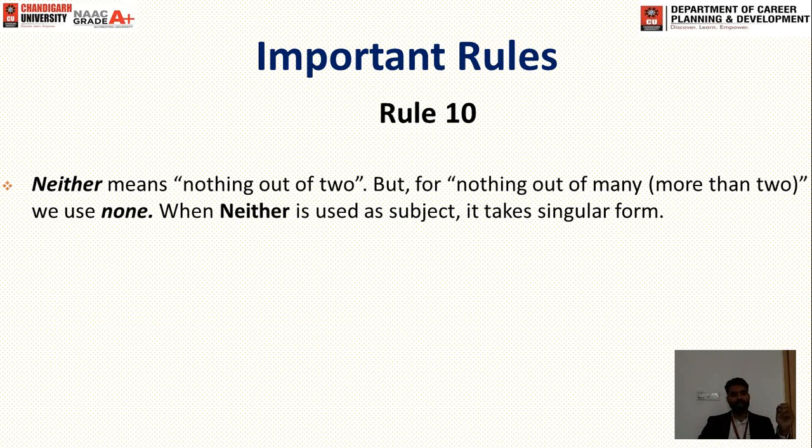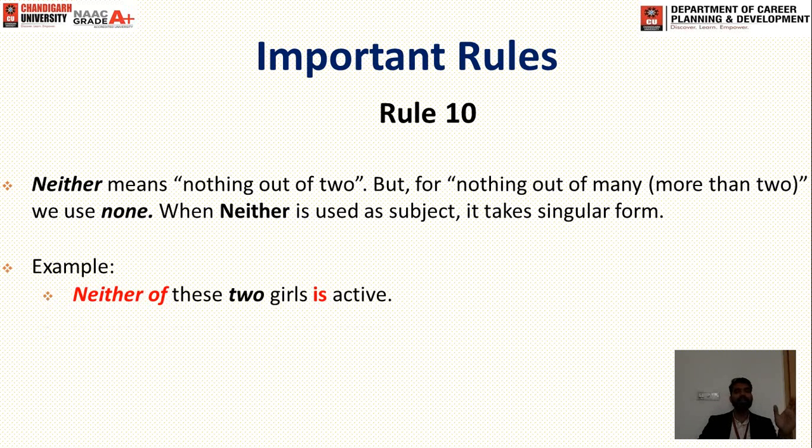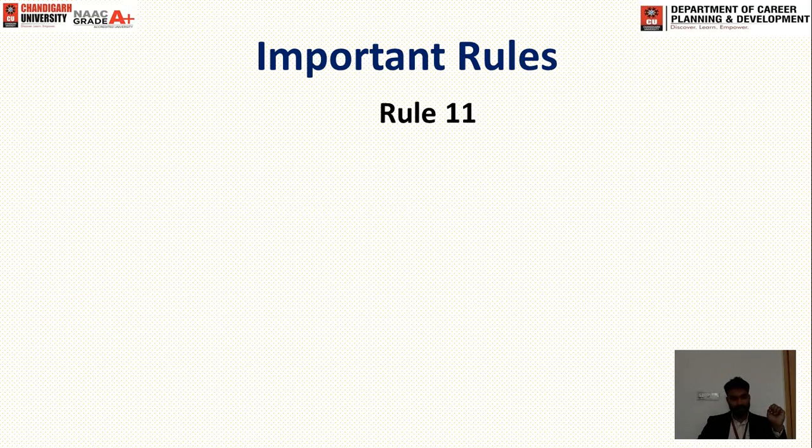Okay, again, rule number 10 is actually similar to the previous. Neither means nothing out of two, but for nothing out of many, that means more than two, we use none. When neither is used as subject, it takes singular form. Again, simple examples we have: neither of these two girls is active. It should not be are. None of his four sons looked after him.